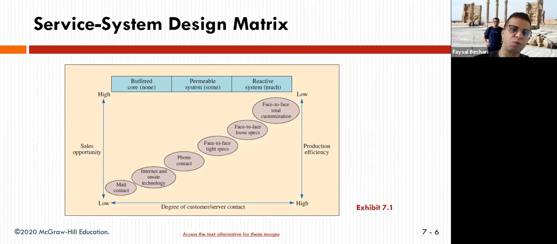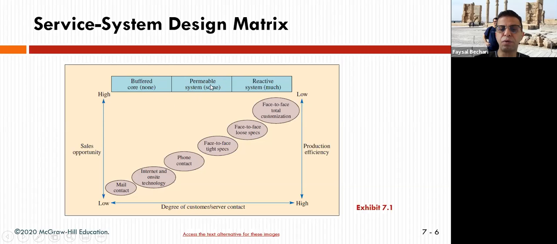The service systems that we have depend on whether you have a high sales opportunity or degree of customer service contacts. These are the things that you look at. For example, there is a mail contact where your sales opportunity is really low and the customer service contact is low. On the other hand, you have a buffered core.